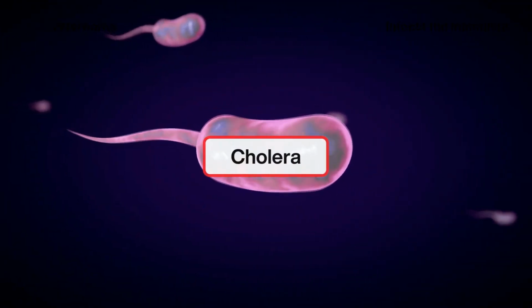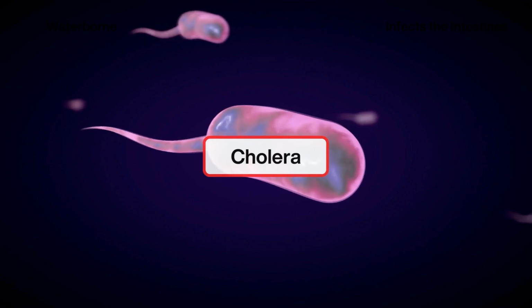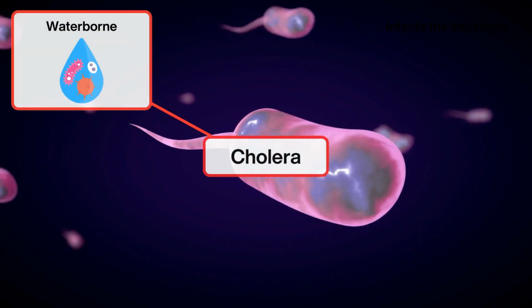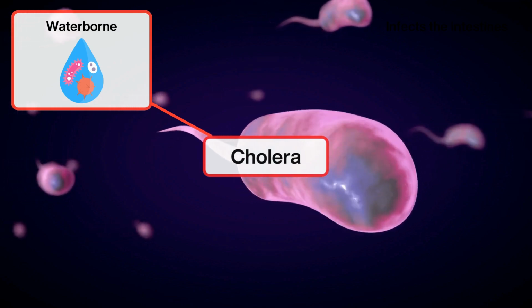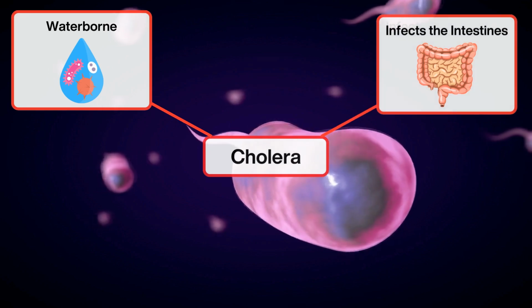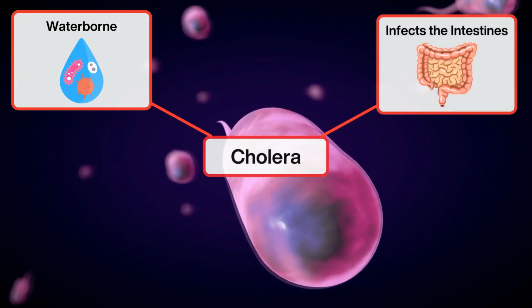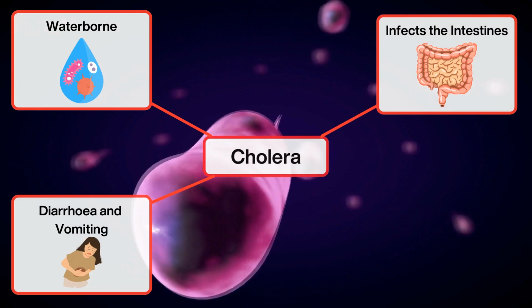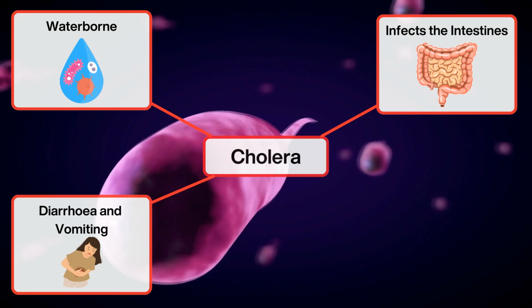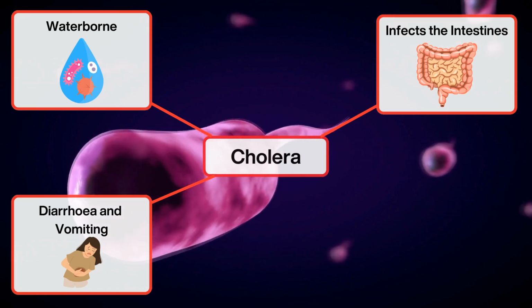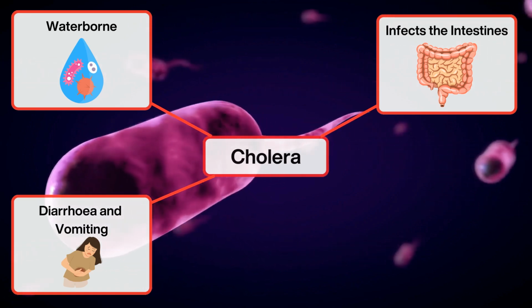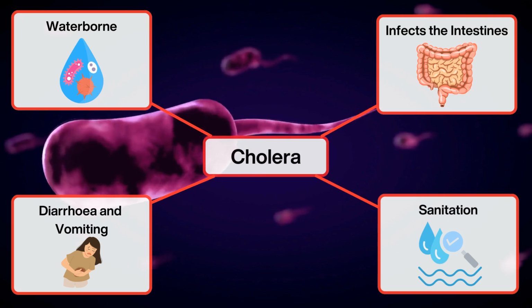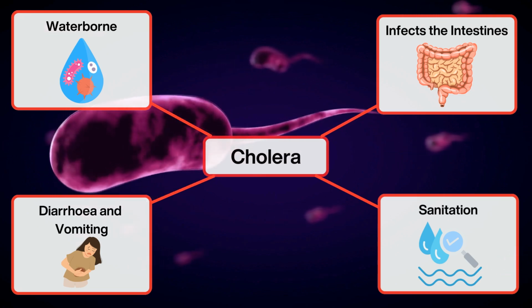Firstly, let's look at cholera. Cholera's mode of transmission is waterborne, meaning that it spreads through contaminated water sources. This bacterium infects the intestines. Its symptoms are severe diarrhoea and vomiting, which can lead to dehydration and even death if left untreated. Preventative measures include access to clean water, improved sanitation, and avoiding dirty water. These are essential measures to reduce transmission.